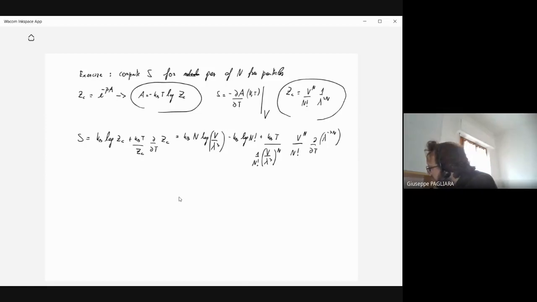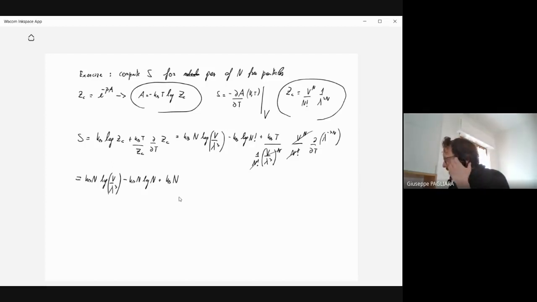Okay, so from which I can remove something already. So these N factorials, this V to the power of N and V to the power of N can be removed. Okay, this is equal to kB N logarithm of volume divided by lambda cubed minus, here let me use the standard Stirling approximation. So this is kB N log of N plus kB N. Okay. Then I have kBT.